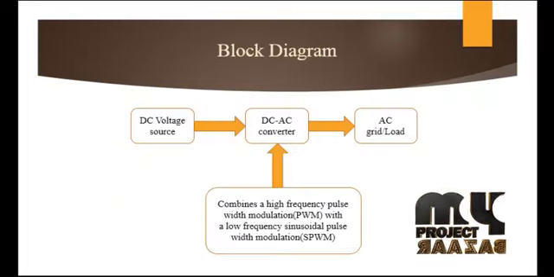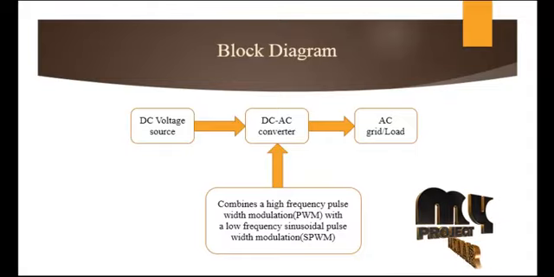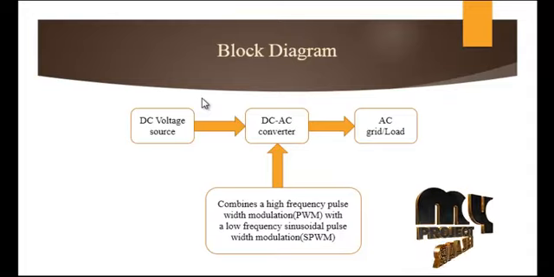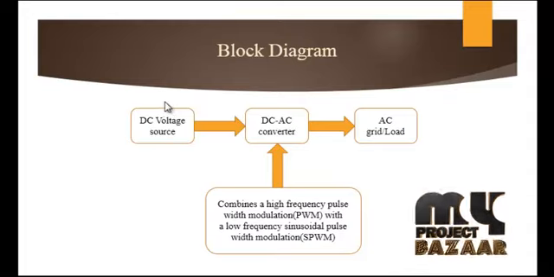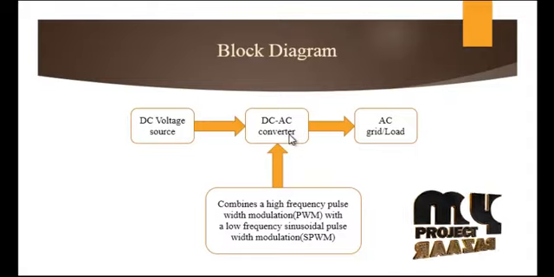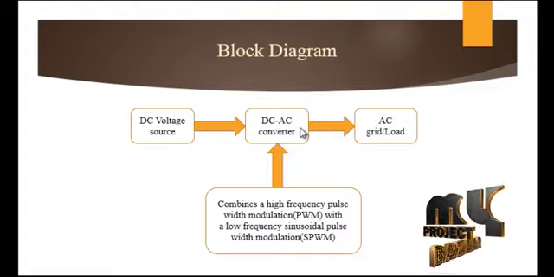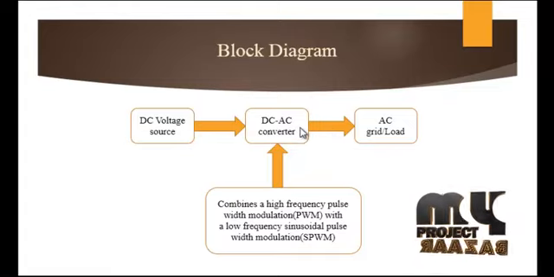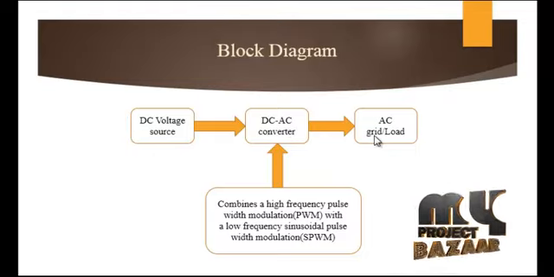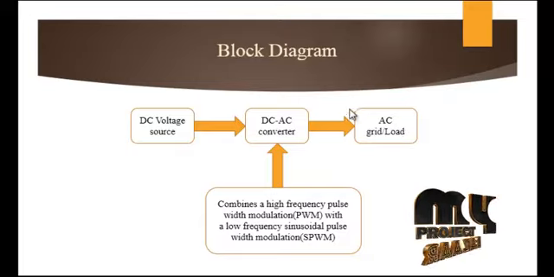Next, we are going to discuss the block diagram of our product. First, we see the DC voltage source. The DC voltage is a constant input source. It is an input voltage of a 100 volt DC source. We pass it through the DC to AC converter. The DC to AC converter converts the DC current to AC current, which is stored in the grid or used by the load.